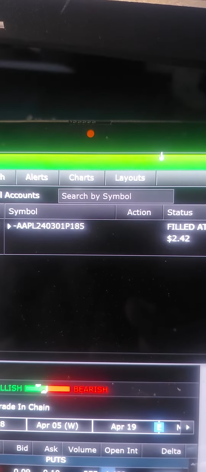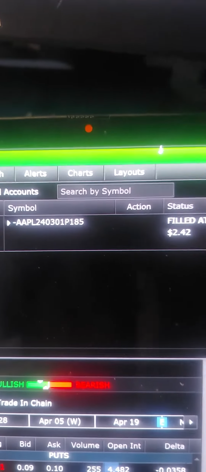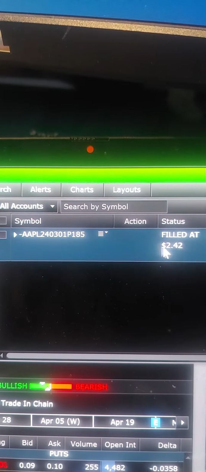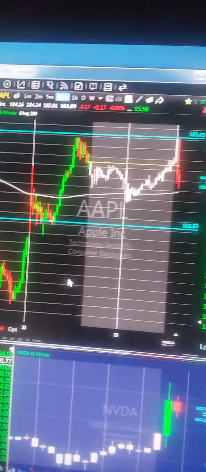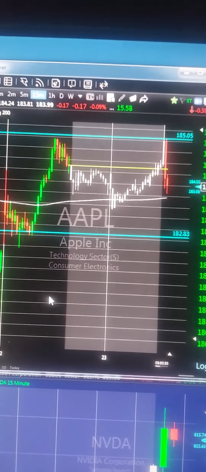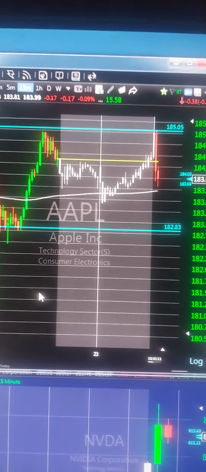All right, it's Friday, February 23rd. I'm buying some Apple 185 puts here at 242. And I kind of wanted to highlight on this stock how some of the context comes into play to take this trade.